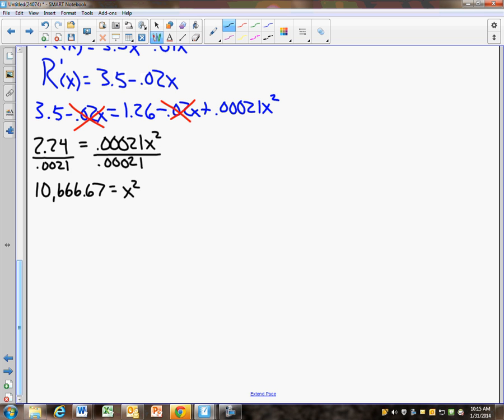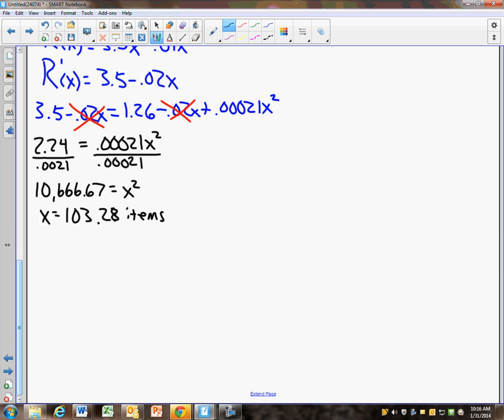Square root. 103.23. So we have X is 103.28 items, whatever it is that we're producing. That is the number that we would be producing in order to have maximum profit.